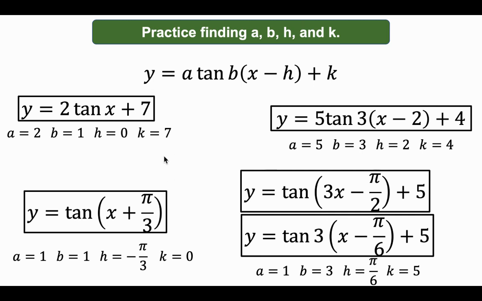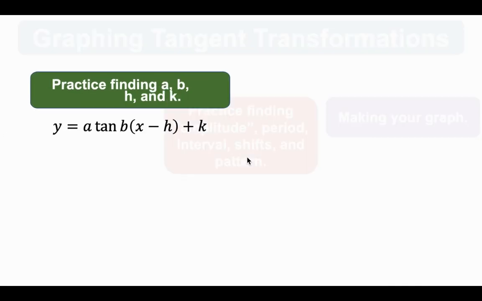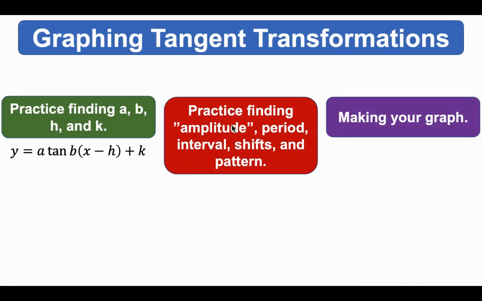Basically, that's the first part, because the next part is we're going to find the crucial parts of the graph itself. Without figuring out a, b, h, and k, that's going to be very difficult, so that's why I wanted to practice this. Now, the next part is we're going to find the "amplitude." I put quotes around it because it's not an actual amplitude, and I'll show you why. Period is the time it takes to finish one cycle. Then the intervals are the things that we're going to mark off our x-axis with.